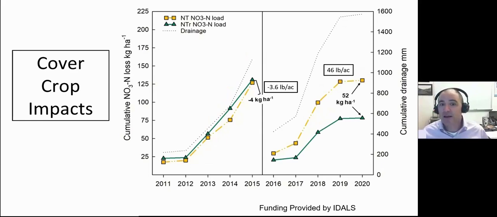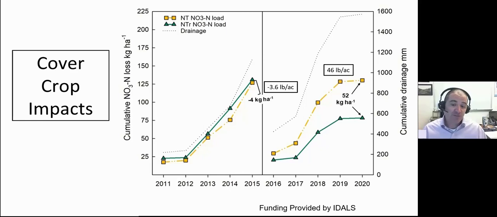Again, to illustrate the importance of looking at these systems for as long a time period as we can, here is our no-till, the yellow squares there. The green triangle is the no-till with winter cereal rye. Both of these systems were implemented in 2010.